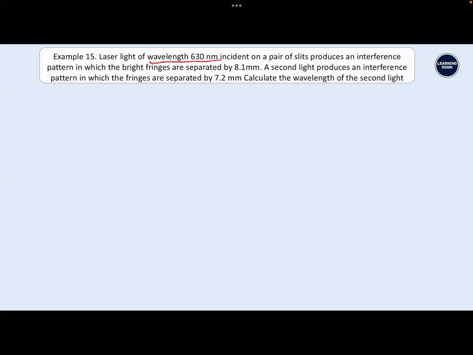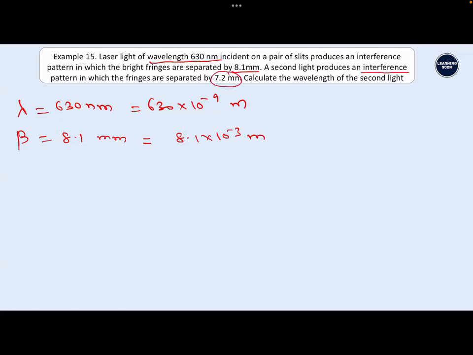Laser light of wavelength 630 nanometer incident on a pair of slits produces an interference pattern in which the bright fringes are separated by 8.1 millimeter. So wavelength is 630 nanometer or 630 into 10^-9 meter. Beta 1 is 8.1 mm. A second light produces an interference pattern in which the fringes are separated by 7.2 into 10^-3 meter. So lambda 1, beta 1, beta 2. What is lambda 2, we are asking.